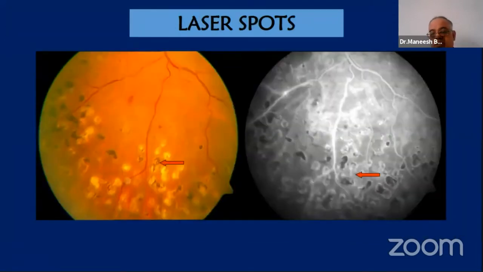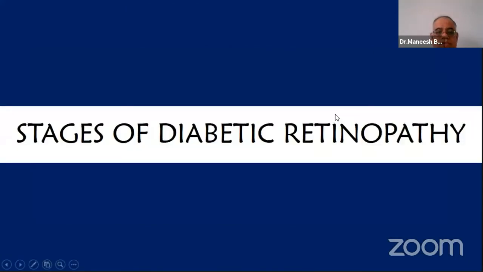The laser spots might sometimes be mistaken. They are areas of block fluorescence surrounded by hyperfluorescent borders. We can see many skip lesions in the fluorescein angiogram here, and presence of persistent neovascularization despite laser warrants additional laser in such cases.